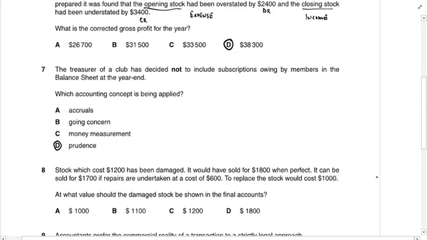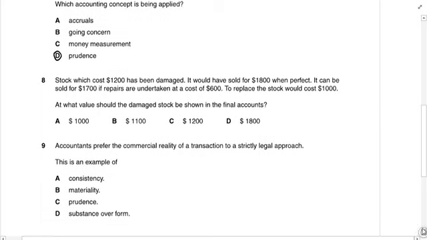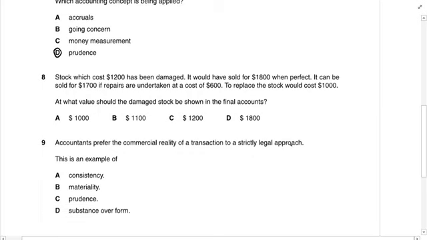I have seen another question which said the inclusion of subscriptions in arrears in the statement of financial position contravenes which concept? It will be contravening the prudence concept, because the prudence concept will not allow the inclusion of subscriptions in arrears. Then we go ahead.